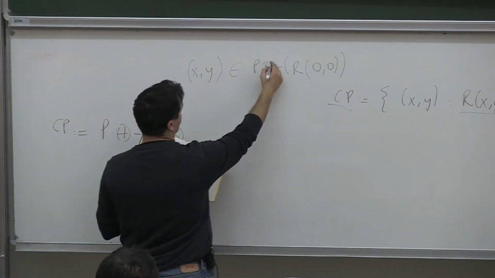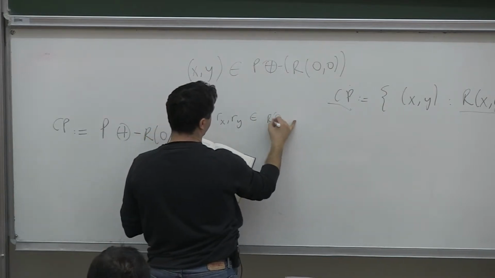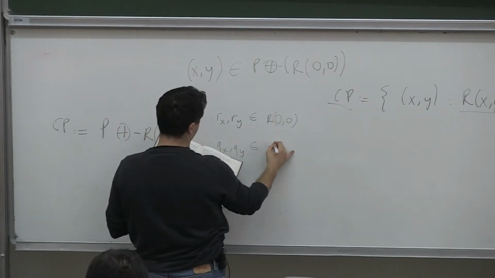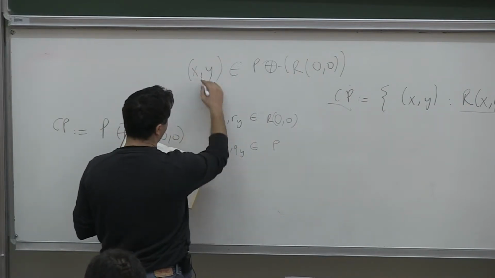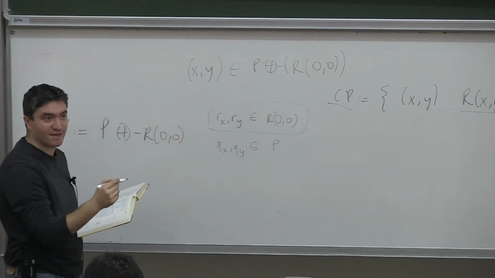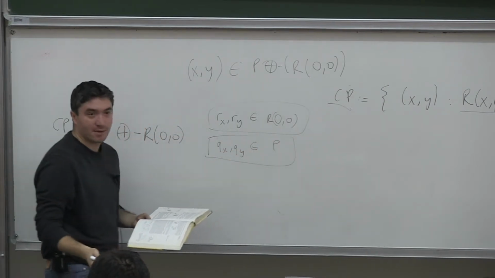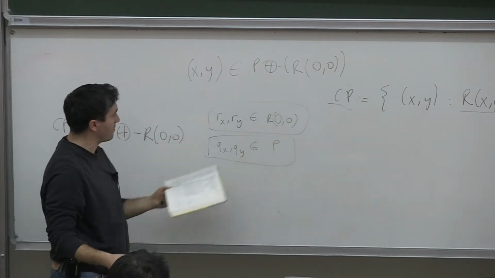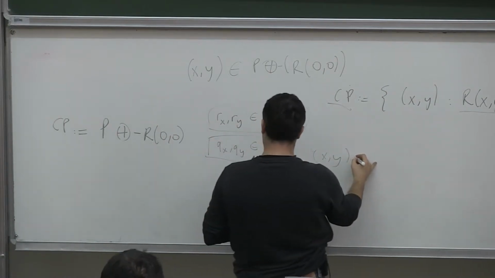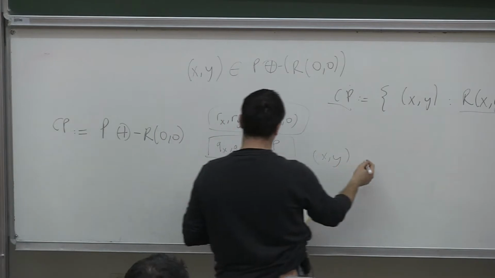Now, if xy is an element of this Minkowski sum, then it means that there's a point Rx, Ry, which is an element of R00, and there's a Qx, Qy, which is an element of P, such that this xy, because of the definition of the Minkowski sum, okay, just take an arbitrary point here, Rxy, which belongs to this R00, and take an arbitrary point which belongs to this P. Based on the Minkowski sum definition, what you know is that this xy is equal to this, let's have them qx, qy, it doesn't matter.